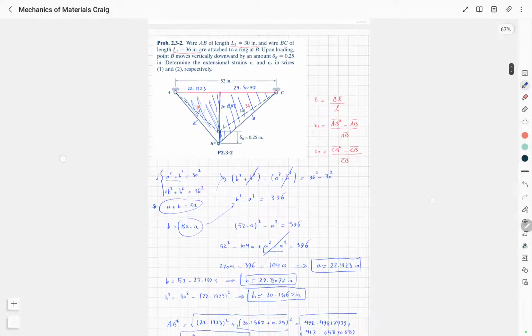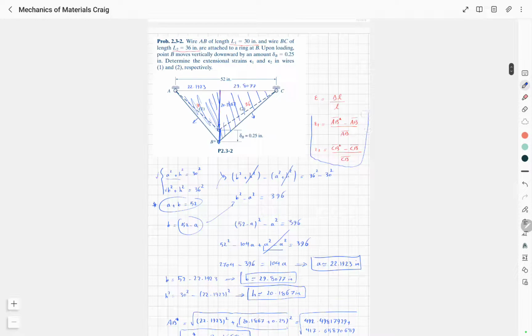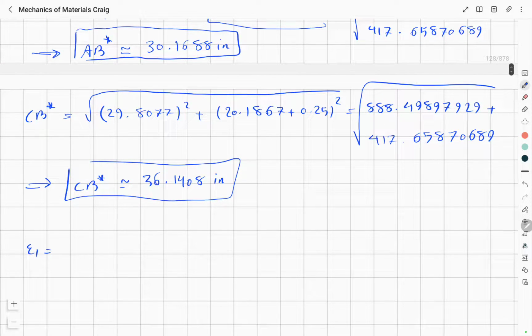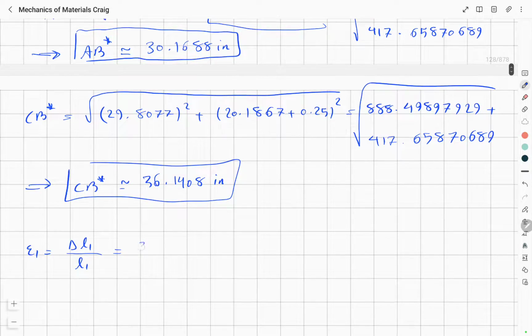Now, using these equations, we can calculate the strains in each member. So for wire number 1, we have delta L1 divided by L1, which is 30.1688 minus 30 divided by 30, which is approximately equal to 0.00526.